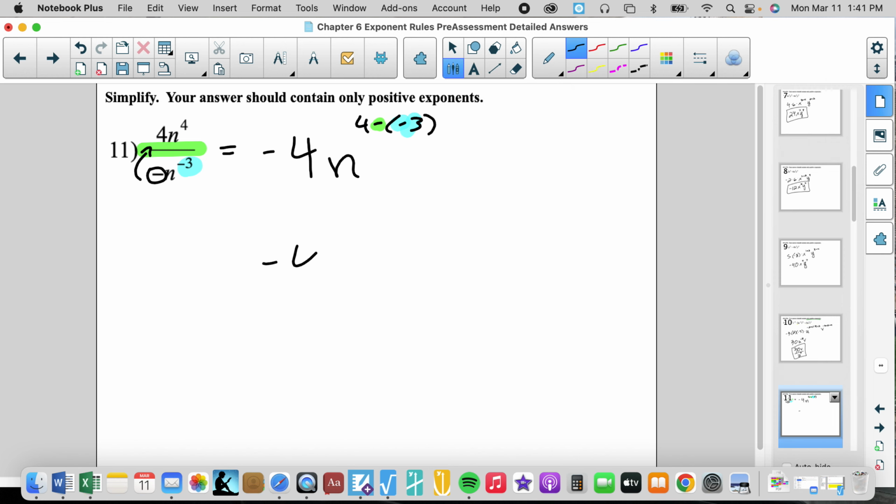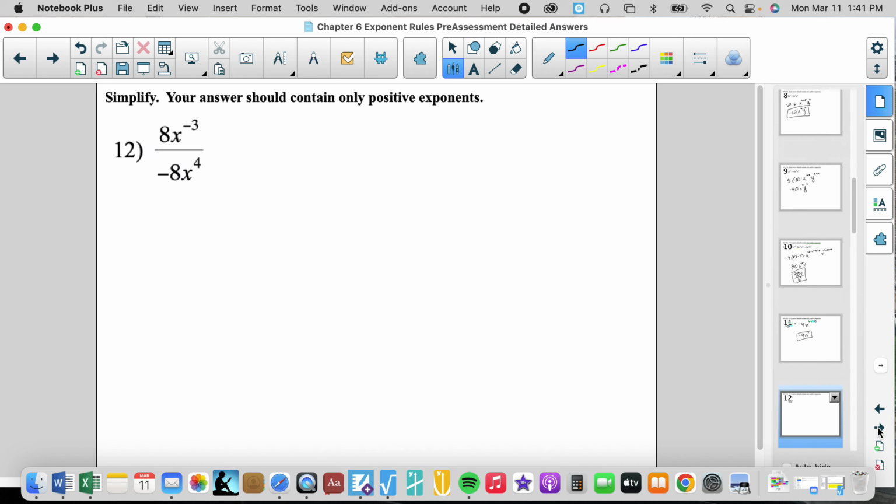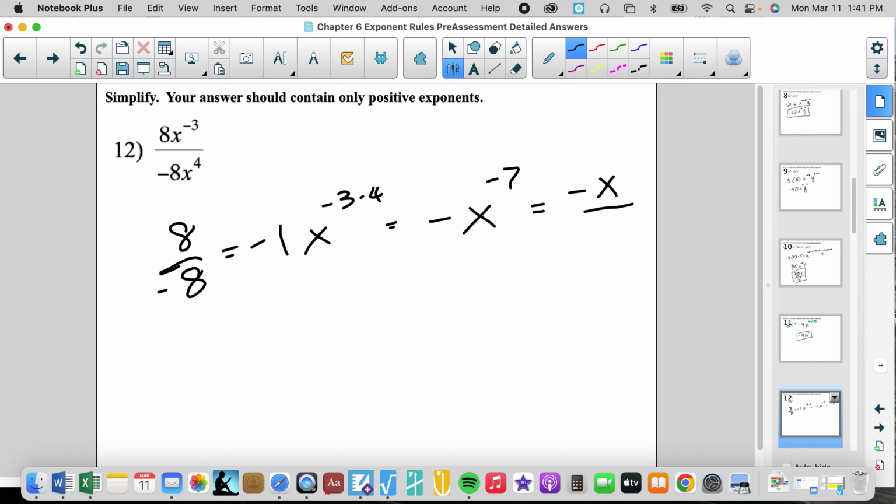So that simplifies to -4n to the 7th, hello. 4 minus -3 is 4 plus 3, which makes -4n to the 7th. We're going to deal with the coefficients, which equals -1. And then we have x to the -3 minus 4, which equals -x to the -7th. That -1 can be written as just the negative sign. And now we have to deal with the -7 exponent. -1, and then we get x to the 7th.